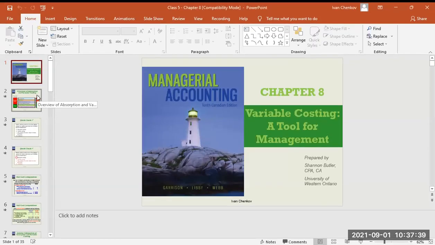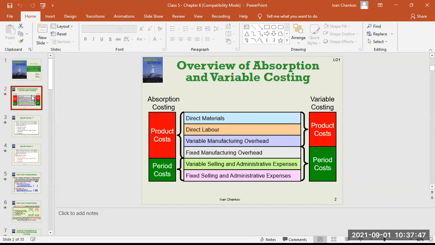Chapter 8 is very light again and explains two different methods for costing. One is absorption costing, the other one is variable costing. What's the difference between one and the other?